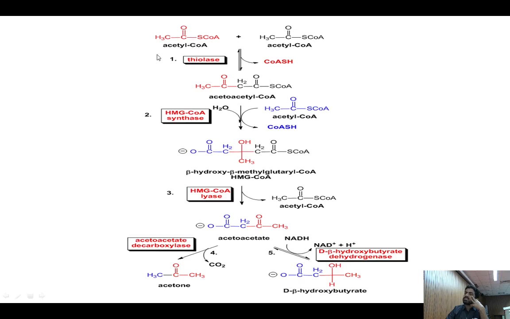You have to just write in words: acetyl coenzyme A plus acetyl coenzyme A, thiolase, forming acetoacetyl coenzyme A. Then just write the enzyme name HMG coenzyme A synthase. Then here you write HMG coenzyme A. Then HMG coenzyme A lyase forming acetoacetate. Then decarboxylase, acetone. Here beta hydroxy butyrate dehydrogenase, beta hydroxy butyrate.